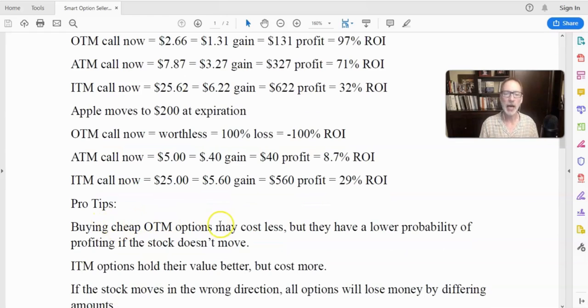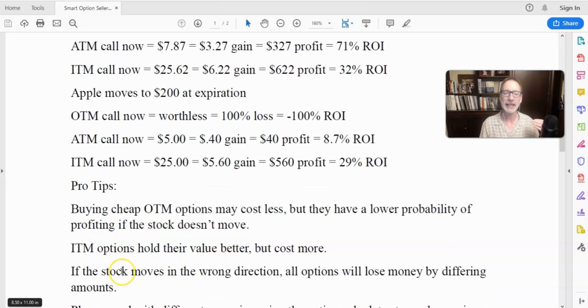Buying cheap out-of-the-money options may cost less on a dollar basis, but they have a lower probability of profiting if the stock doesn't make the move in the time allotted by the expiration date. In-the-money options will hold their value better, but obviously they cost more. If the stock ends up moving completely in the wrong direction, all the options are going to lose money, and they're going to lose varying amounts depending on how far the stock falls. So if you get your direction wrong, you're going to lose no matter what.